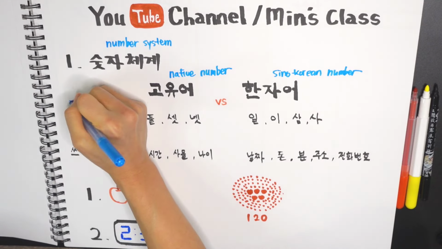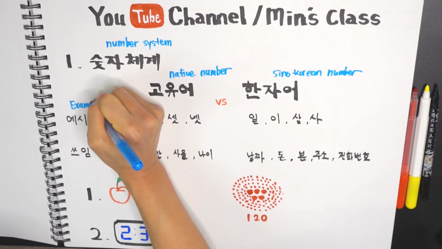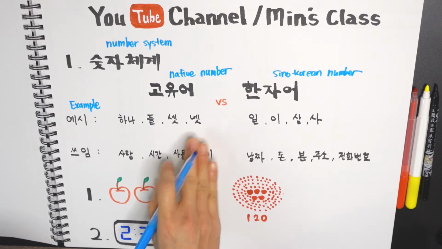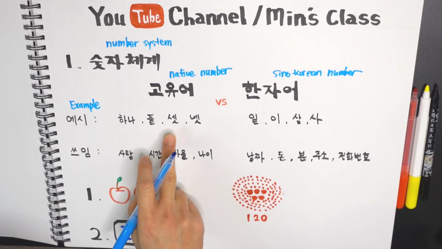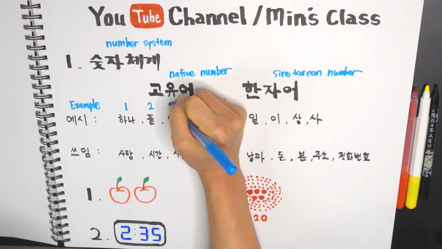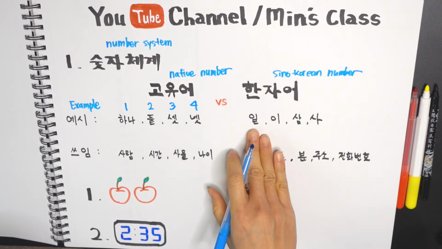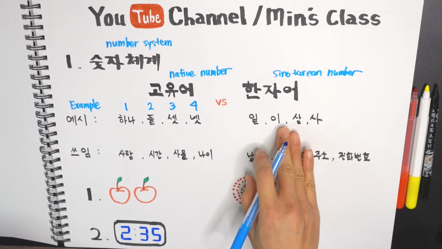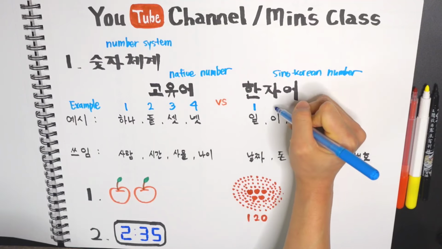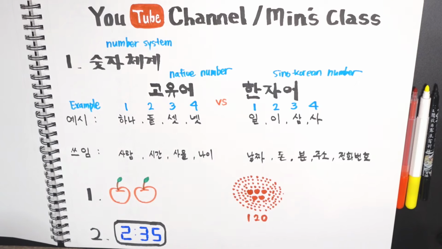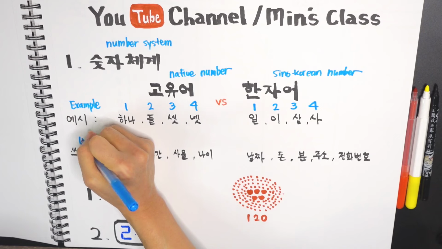예시 is example. 하나, 둘, 셋, 넷. Okay? So that's 1, 2, 3, and 4. And 일, 이, 삼, 사. So that's 1, 2, 3, and 4. And 용도. 용도 is usage.